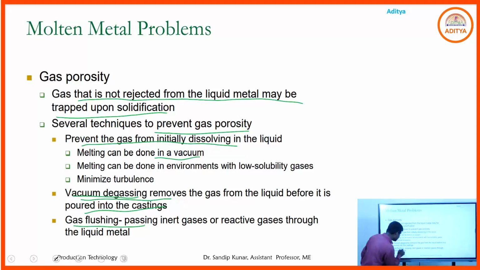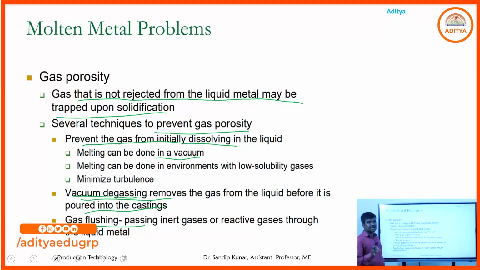Gas passing: inert gases or reactive gases through the liquid metal. So we avoid that type of molten material that will react with the gases, because it will form oxides that are very harmful to producing a good quality product in the casting process.